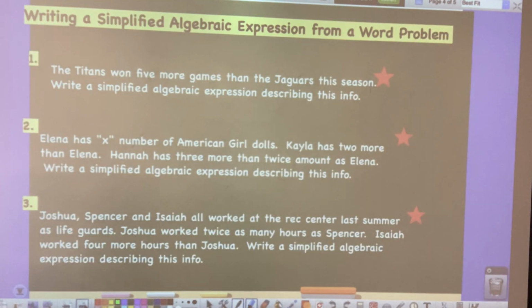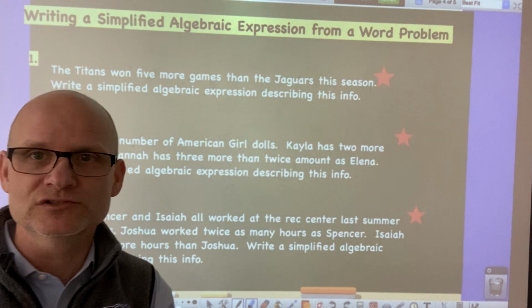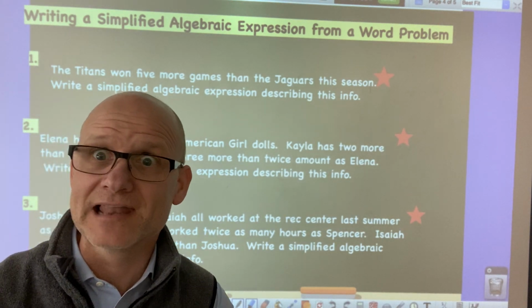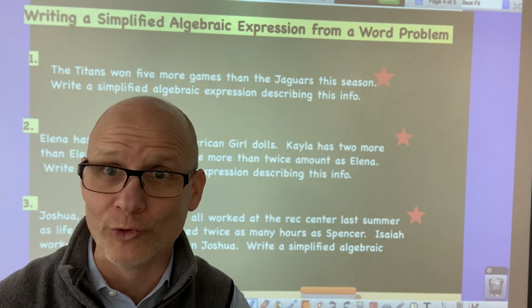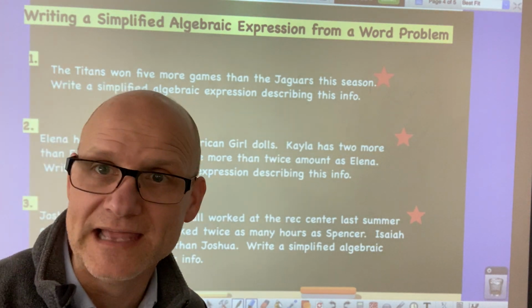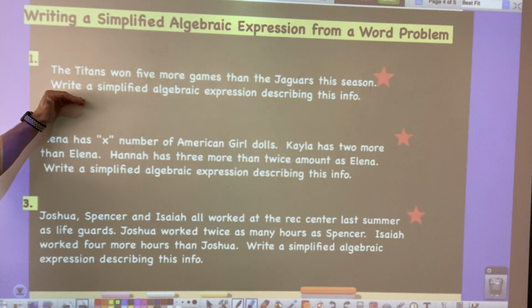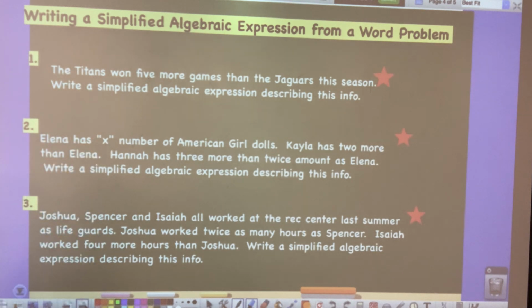Let's try one more, or not one more. Here's what I want you to do, and we'll discuss this at the beginning of our online digital classroom tomorrow, or maybe the next day. Write a simplified algebraic expression from each one of these word problems.